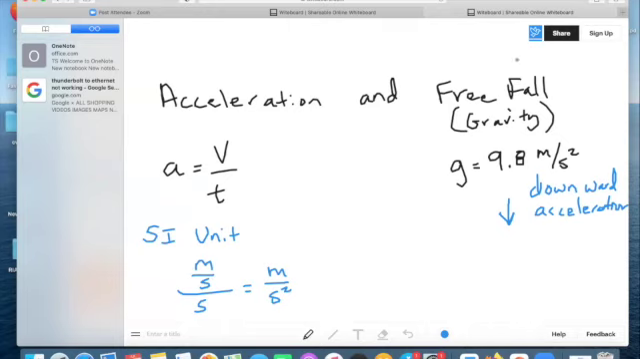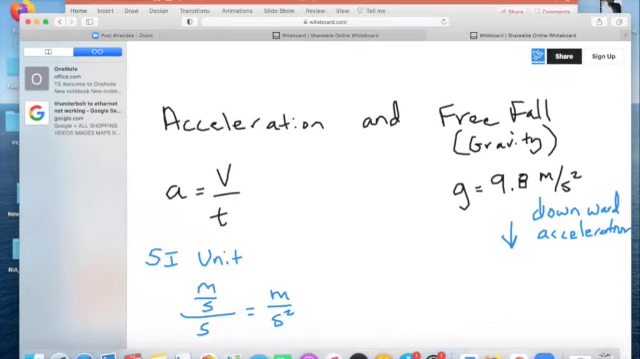Okay. So the difference between velocity and acceleration is that acceleration is velocity over time. So you're trying to see how much you are speeding up, slowing down, or staying at a constant rate of change. All right, let's go back to the slides.